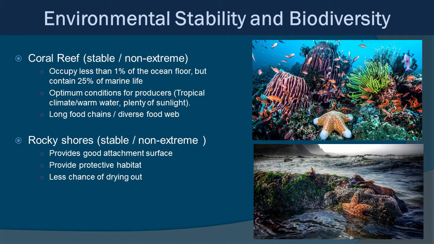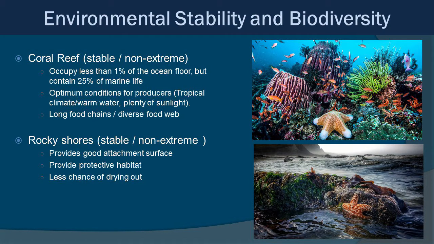So on the stable side of life, stable and what we call non-extreme would be coral reefs. And this is interesting because they occupy less than 1% of the ocean floor, but contain 25% of marine life. That's a huge percentage compared to how much actual space they occupy. They need optimum conditions for the producers. So we're looking at tropical climates, warm water, plenty of sunlight, and they thus have very, very long food chains and very diverse food webs.